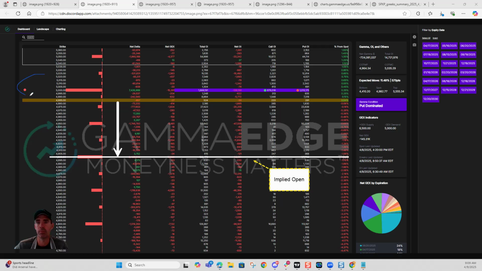So the 5,000 level above is a significant area that we'll be watching if we do see price appreciation toward that level for some sort of stalling or reaction if we get to that area.